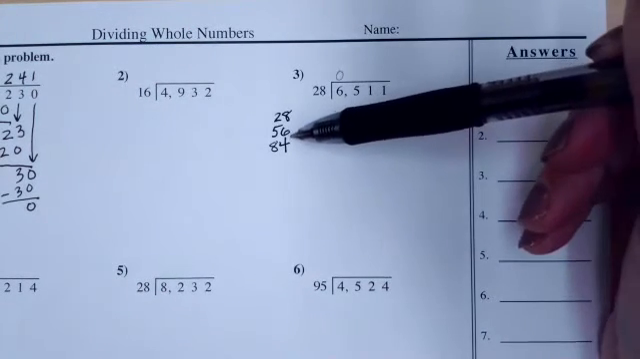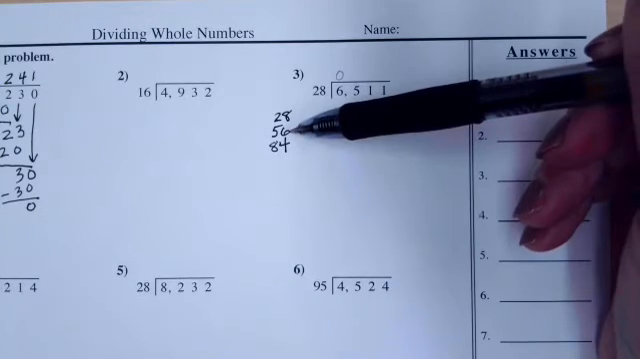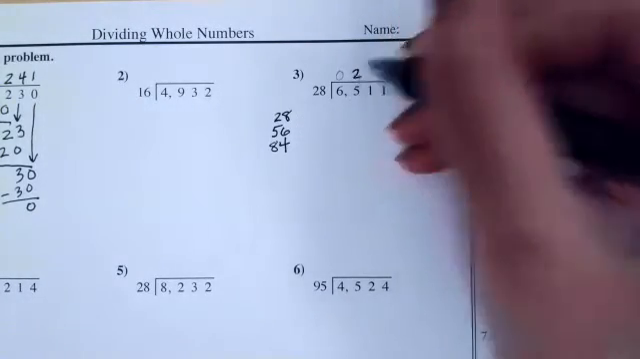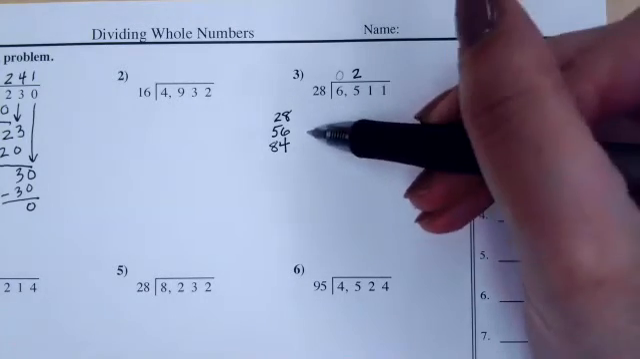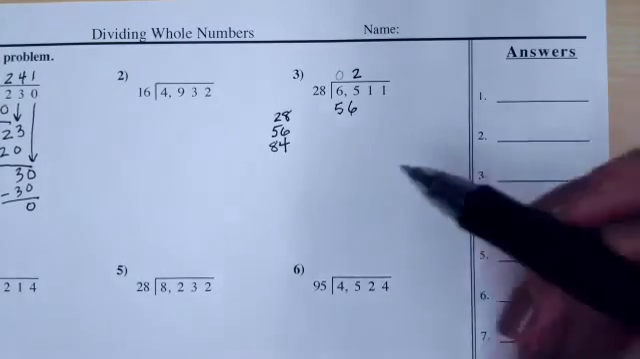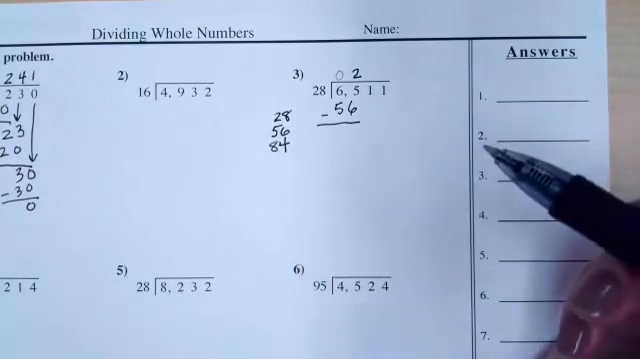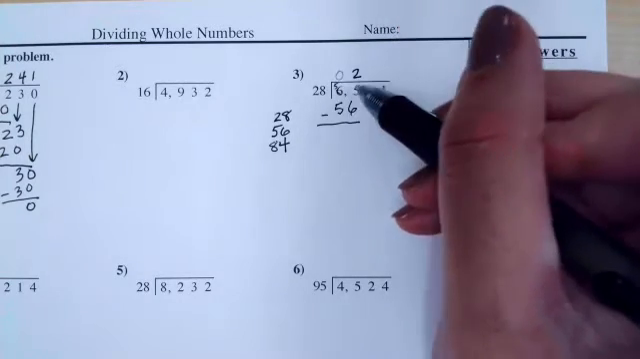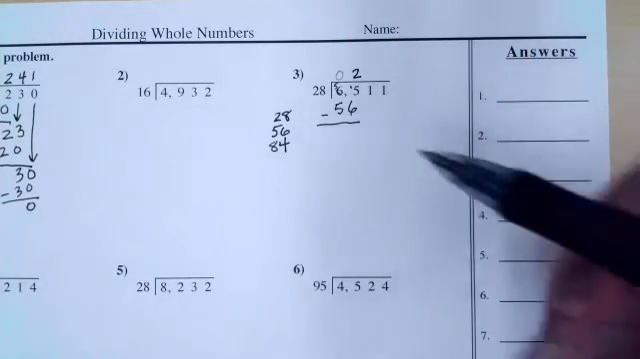So I could make 2 groups of 28 without going over 65. I'm going to say, all right, well, 2 groups, and 28 times 2 is 56. And then let's see what we have left over. So we do our subtraction. And we say, oh, I have to borrow from this one. Make it a 5. 15 minus 6.